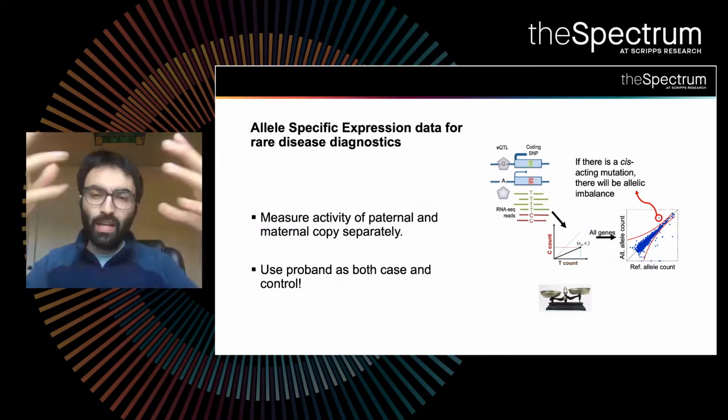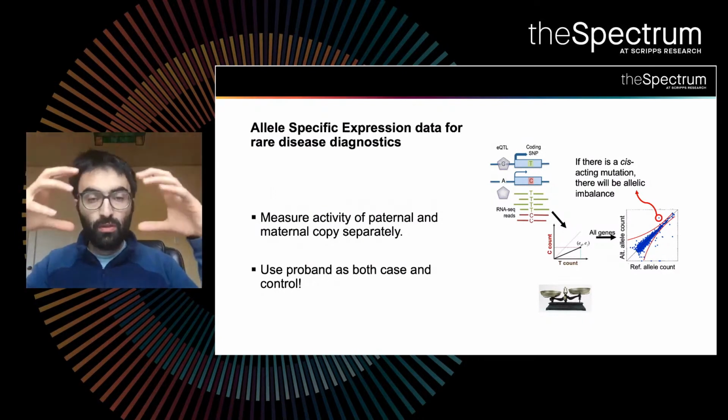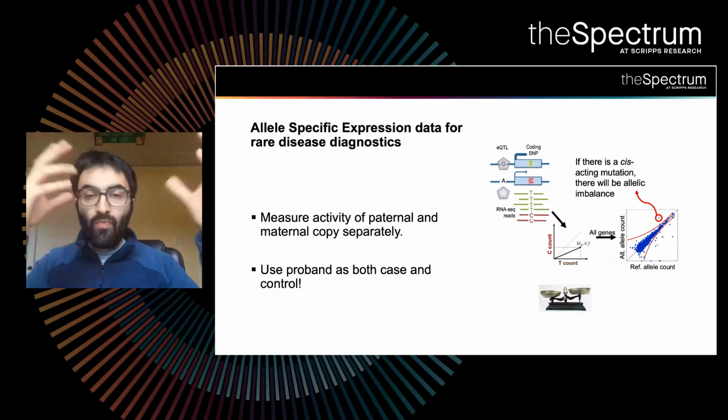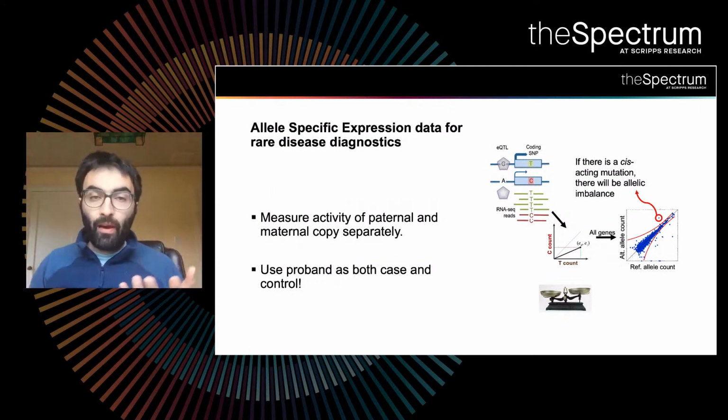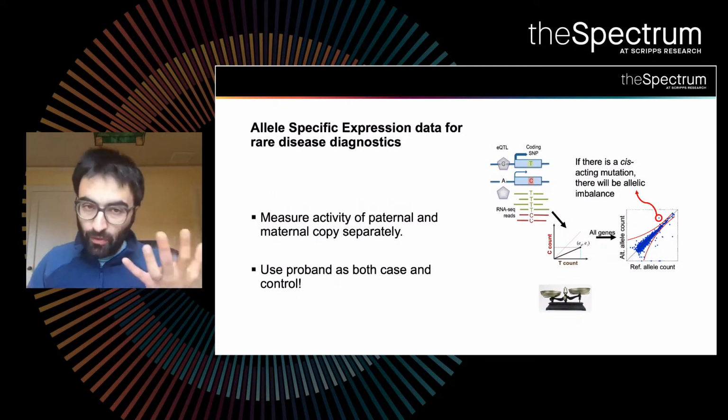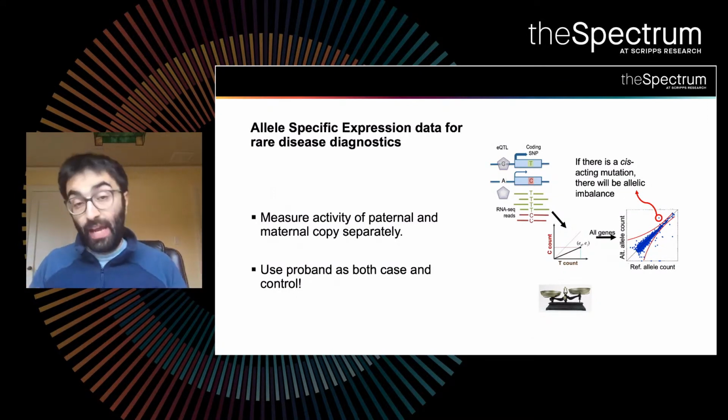Now, in this case, we don't really care which parent is which, the important part is that we measure it for the two parents independently. And then we use that to compare the activity levels of these two copies. You could think of allele-specific expression as a balance scale, it just compares the two things. It doesn't exactly tell you the weight of either of them, but it tells you relatively how it works.